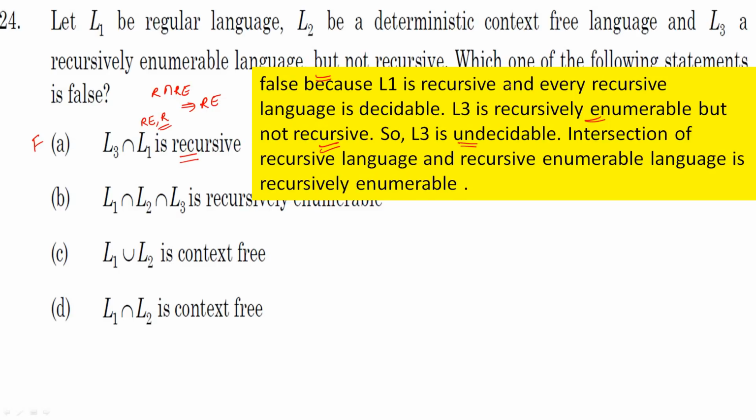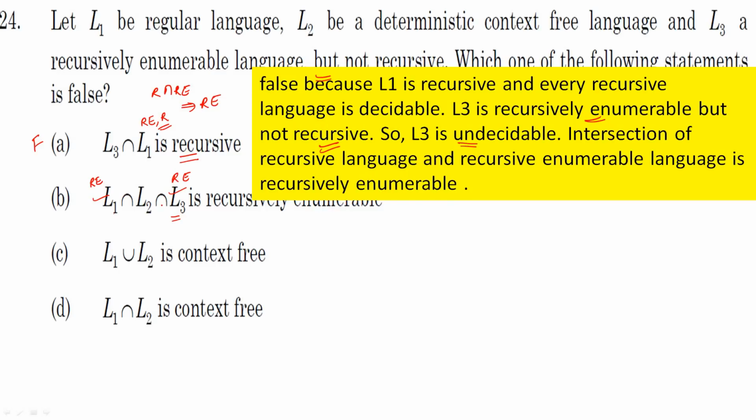Okay, so we got the answer in the first statement itself, but we will see all the other statements also. Let's move to the second. We have L1 intersection L2 intersection L3 is recursively enumerable. If it was given L1 intersection L3 is recursively enumerable, yes it is, because L1 is a regular language and all regular languages are recursive and recursively enumerable also, and L3 is already given as recursively enumerable. So the intersection of two recursively enumerable languages is recursively enumerable.